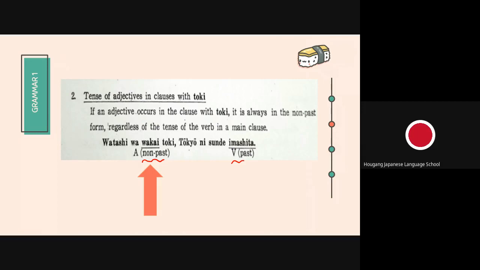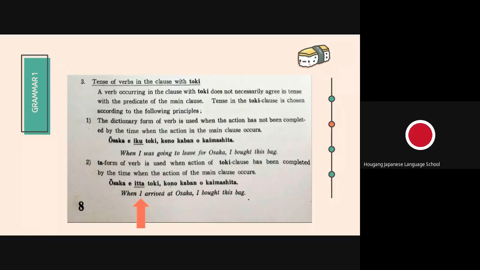Regardless of the tense here, I think. What are they trying to say here? Tenses in the clause of toki. I think what we learned just now is that here can be past or present. As long as the latter part is past tense, the whole thing should be past tense really. It will make more sense. Yeah, both have to be past tense, as long as the part behind is past tense.